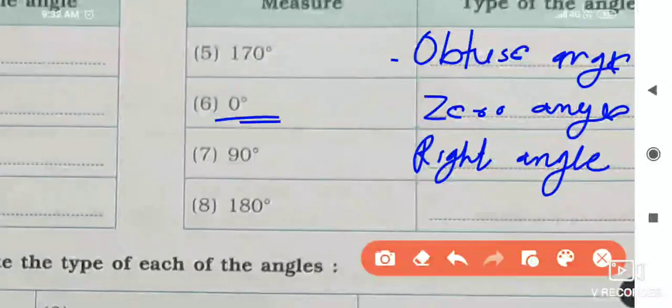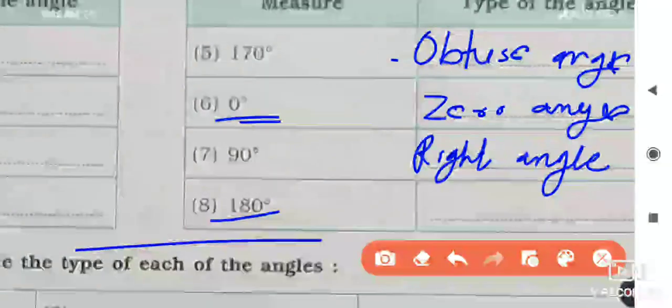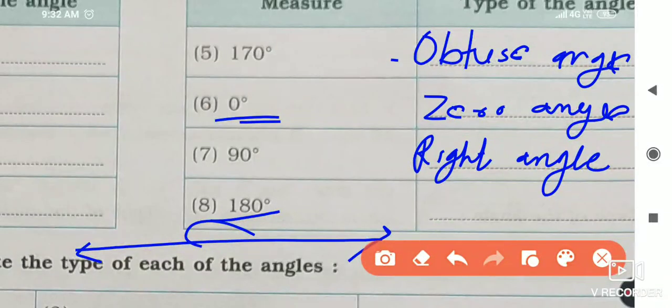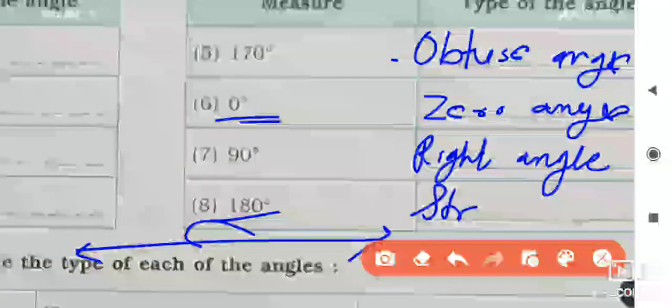Okay, now the next angle is 180 degrees, and the measure of the angle is 180 degrees. How is that angle? This angle is exactly a straight line. So a straight line means it is which angle? Straight angle.